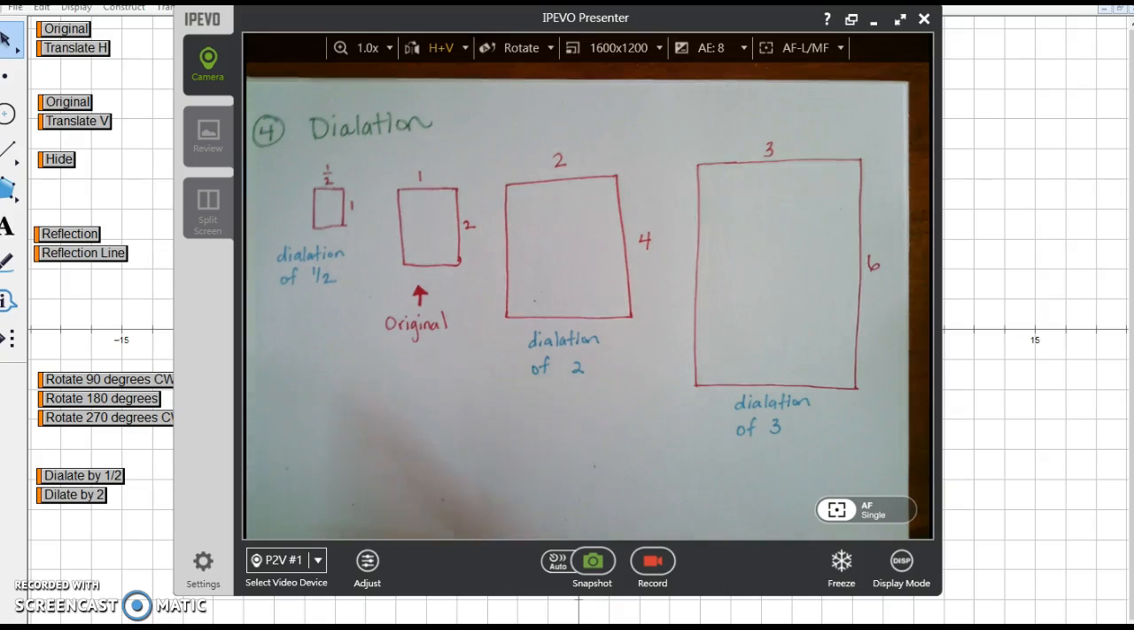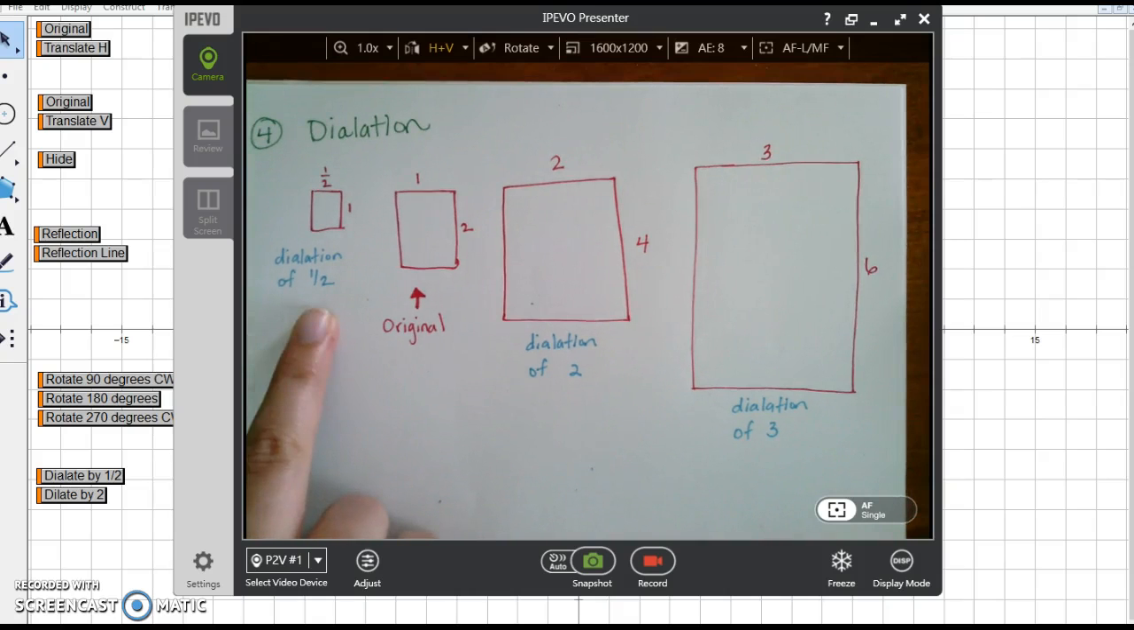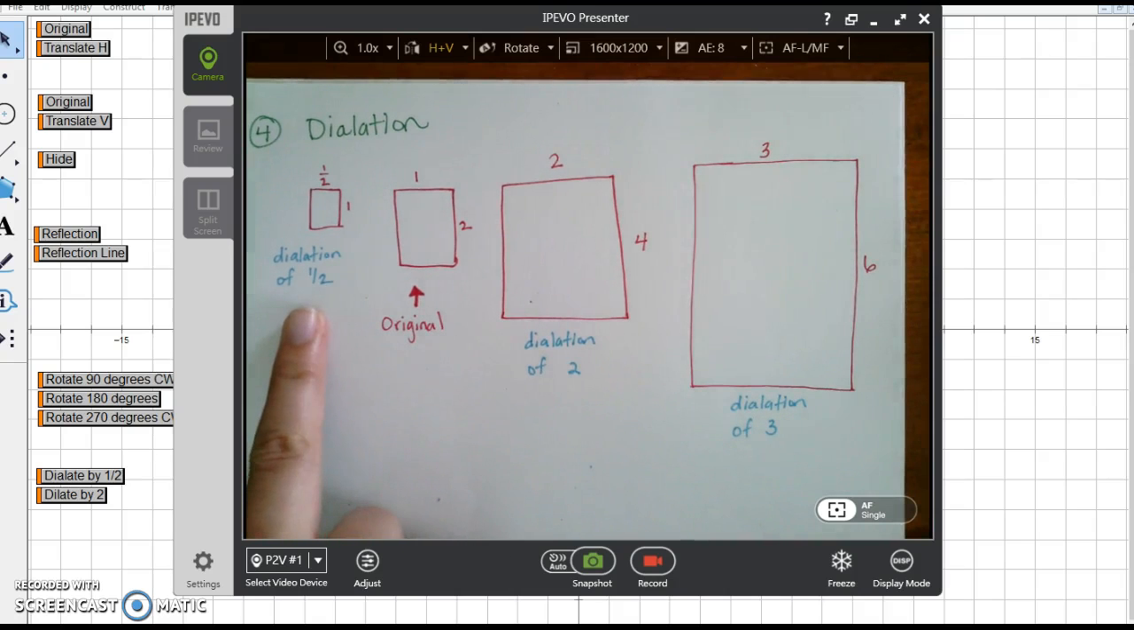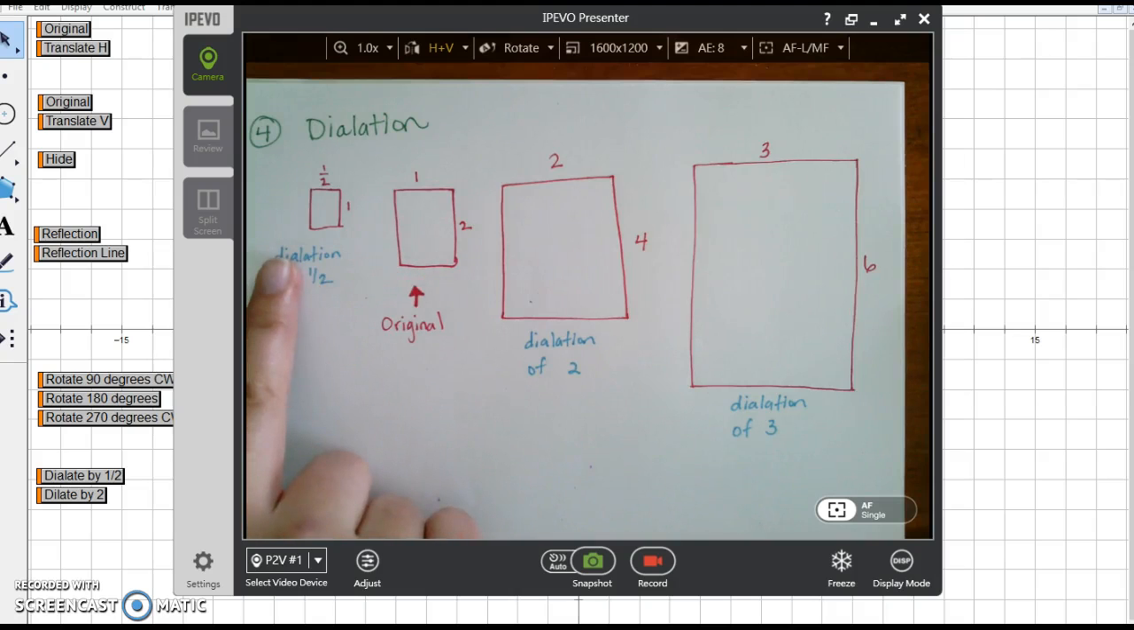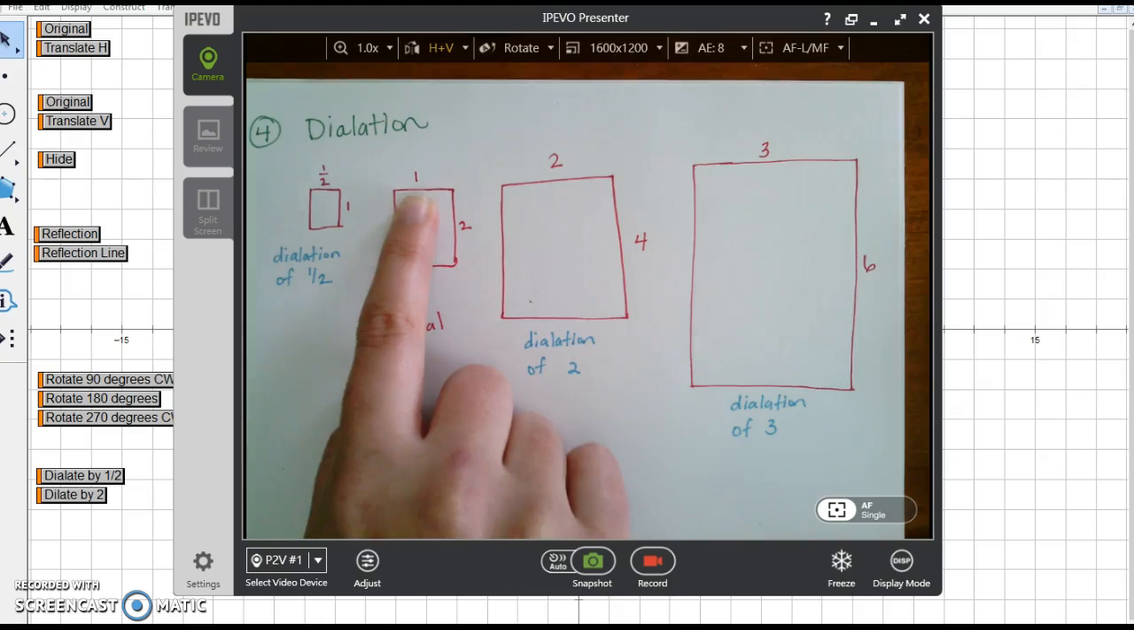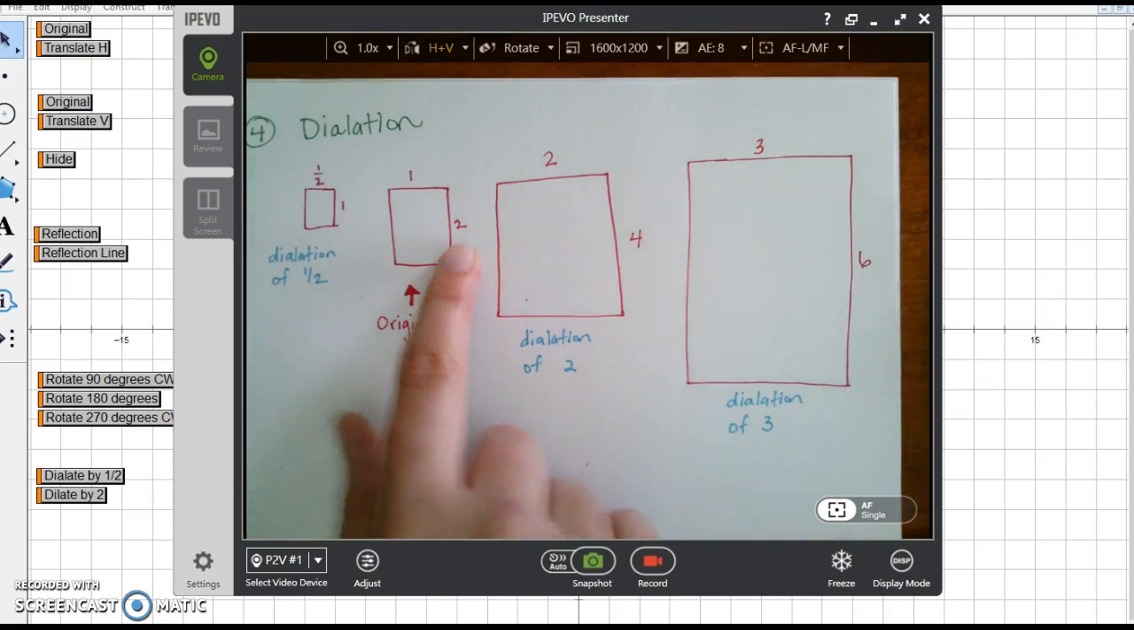So anytime I have a dilation that's a fraction, a fraction meaning smaller than 1, so not an improper fraction, but just a fraction that's smaller than 1, it's going to get smaller. It's going to be a dilation by 1/2. So now, instead of having a side of 1, it's 1/2. Instead of having a side of 2, it's 1.